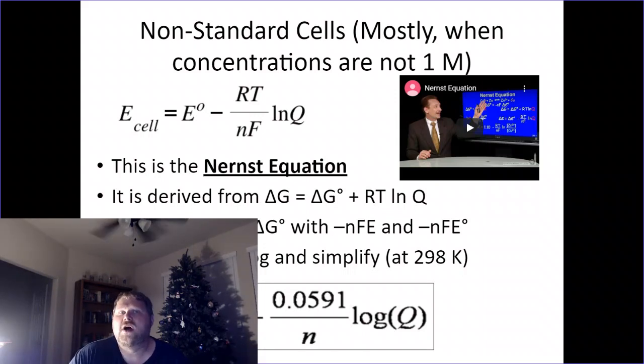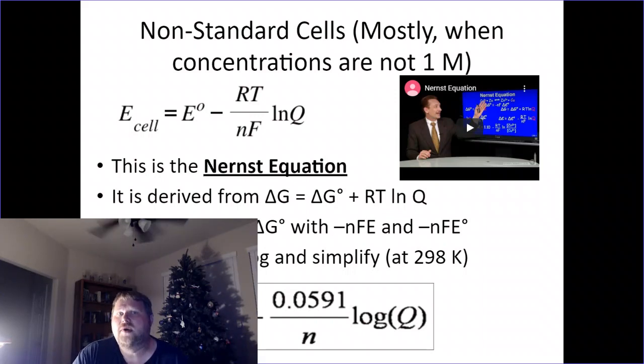Well, we know that's not always the case. So when it's not the case, we can't just subtract cathode minus anode with those reduction potentials we pull out of the back of the book. It won't work. We have to rely on something else. So that tool is called the Nernst equation. And you can see a couple of different forms of the Nernst equation on the screen.